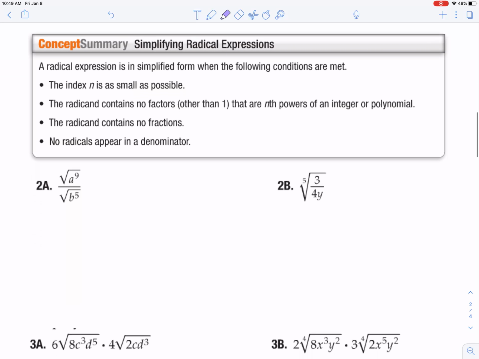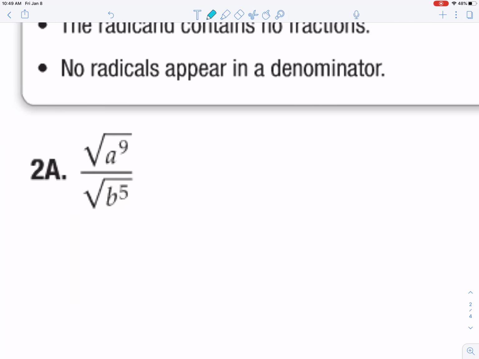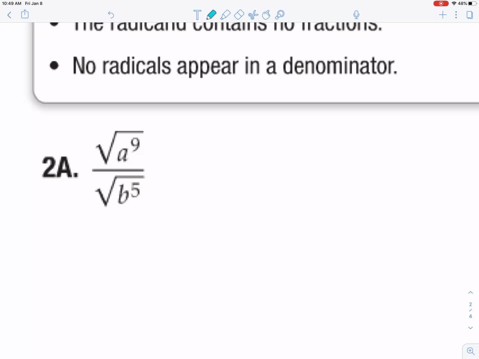On 2a, what I'm going to do, to get that b, square root of b to the fifth to cancel, it's kind of like that complex conjugate that we used in 4.4, I believe that was. I know that's been a while. What I'm going to do is multiply by the square root of b to the fifth.